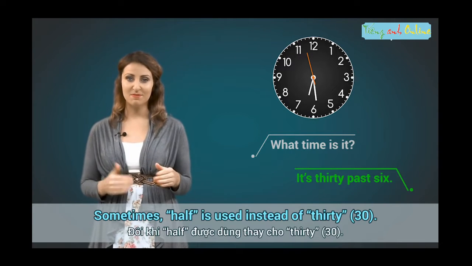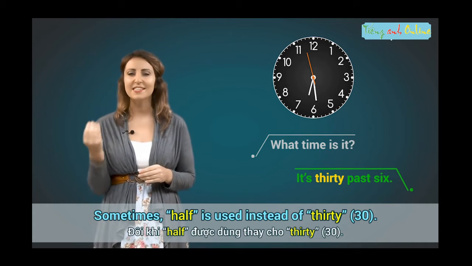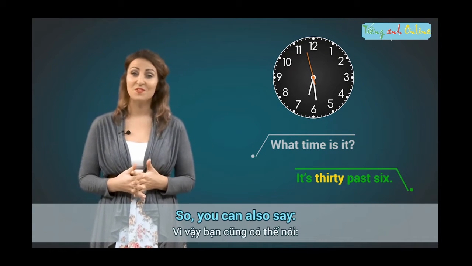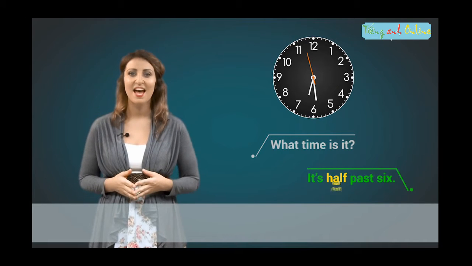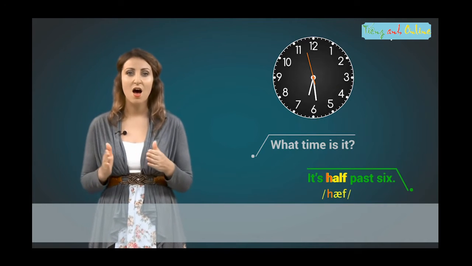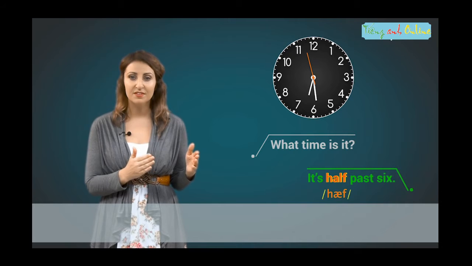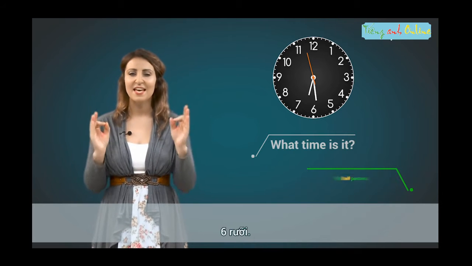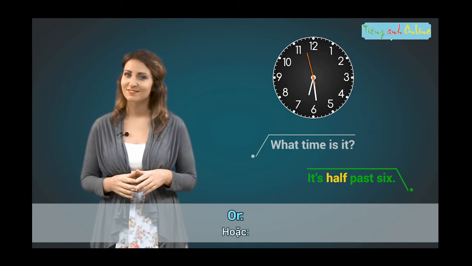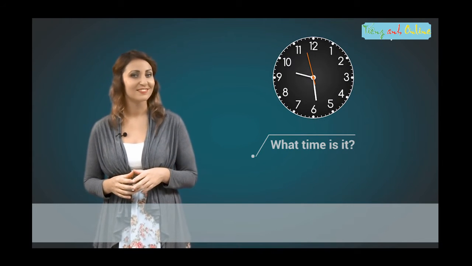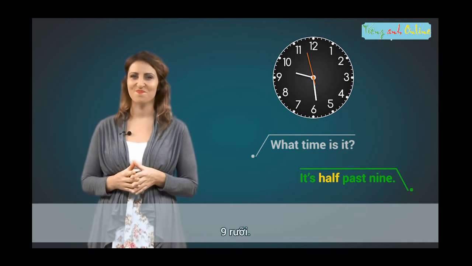What about this one? It's 6:30. Sometimes half is used instead of 30. So you can also say it's half past 6. Half. It's half past 6. Or it's half past 9.